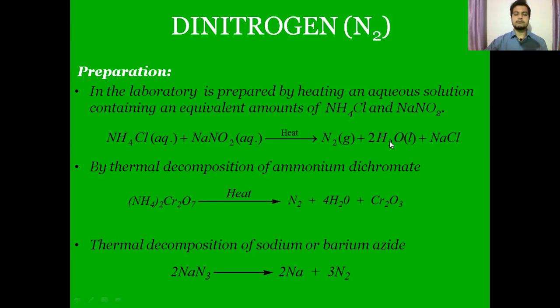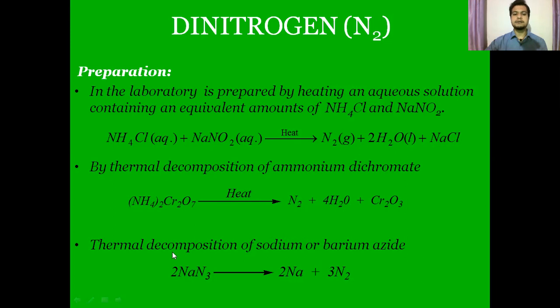The second way of preparing nitrogen in the lab is by thermal decomposition of ammonium dichromate. This is ammonium dichromate, (NH4)2Cr2O7. Thermal decomposition, so we have to heat it. When we decompose it, it gives you nitrogen, water, and chromic oxide.